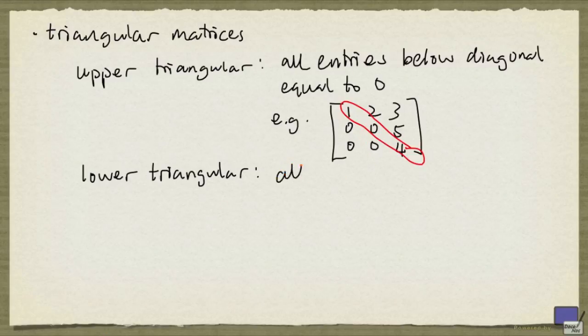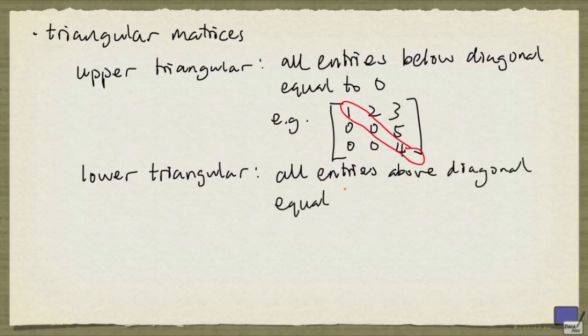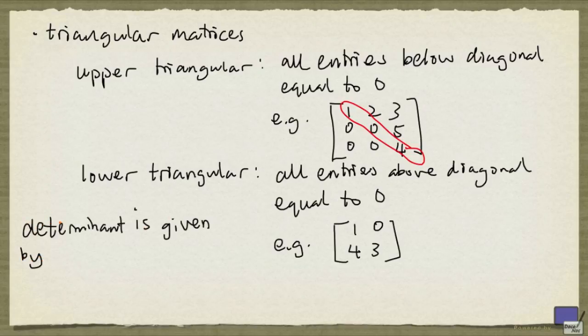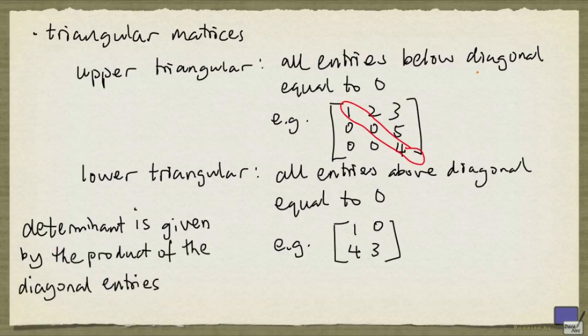And for a lower triangular matrix, all entries above the diagonal are equal to 0. For example, this matrix here is lower triangular. If you have a triangular matrix, the determinant is given by the product of the diagonal entries. So for this example up here, the determinant is 1 times 0 times 4, and that's 0. And for this example down here, the determinant is 1 times 3, which is 3.